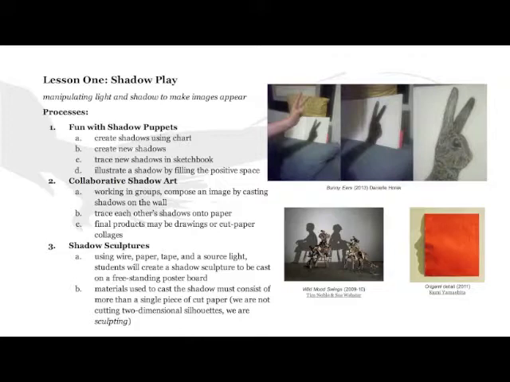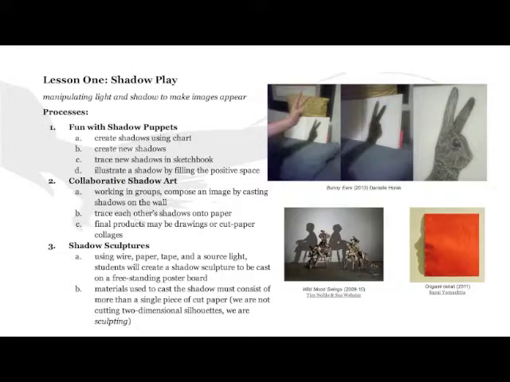The final assignment in this lesson is inspired by the work of Kumi Yamashita and the collaborations of Tim Noble and Sue Webster. Using wire, paper, tape, and a source light, students will create a shadow sculpture to cast on a freestanding poster board. If a student has a more location-specific project in mind, the instructor should accommodate as possible. The materials they use to cast the shadow must consist of more than a single piece of cut paper. We are not cutting two-dimensional silhouettes, we are using light and shadow to sculpt.